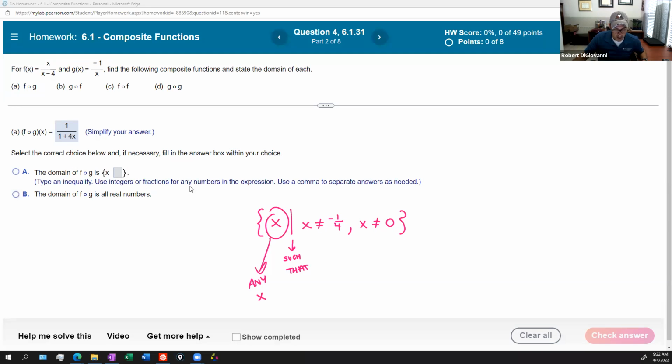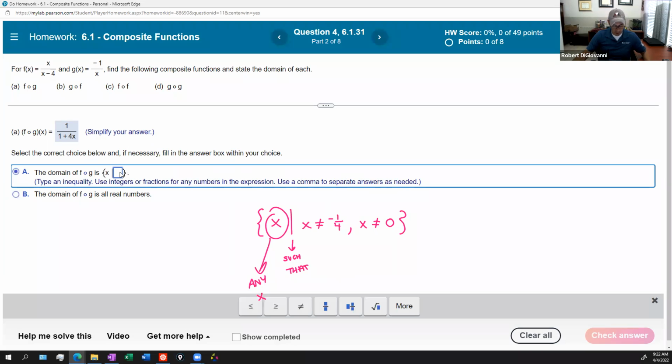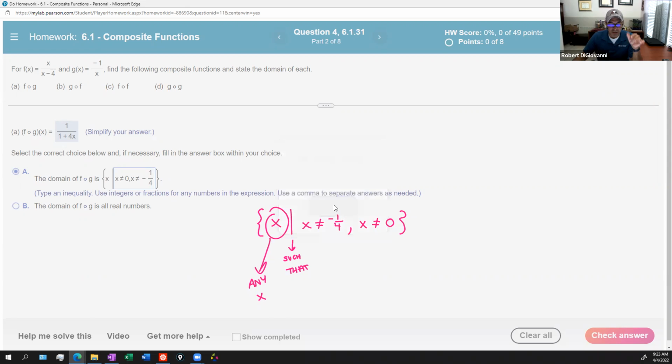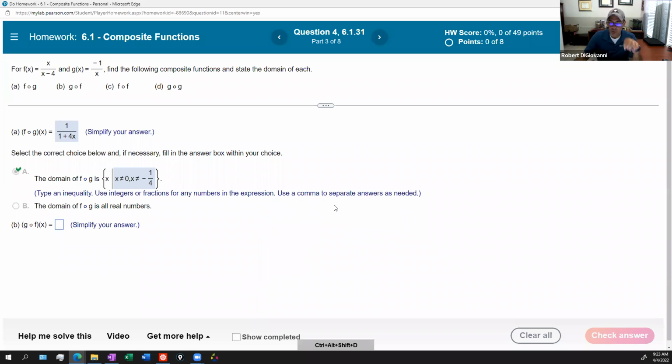Let me try and type this in. It says, type in inequality, use integers, fractions for any numbers in the expression, use a comma to separate your answers. So I'm going to put here x cannot be 0, comma, x cannot be negative 1/4. Let's see if it takes it. There we go. That clear? Okay. So look, let's save this one. If there's more you want me to do from that at the end of class, I'll try and squeeze that in.